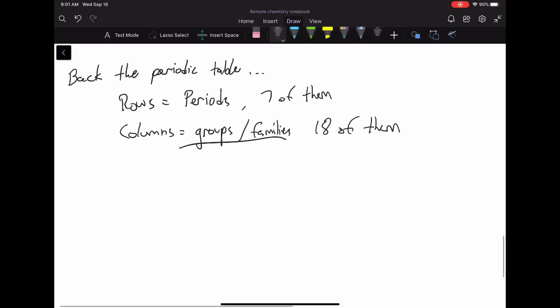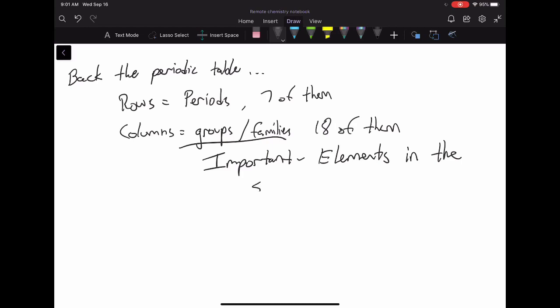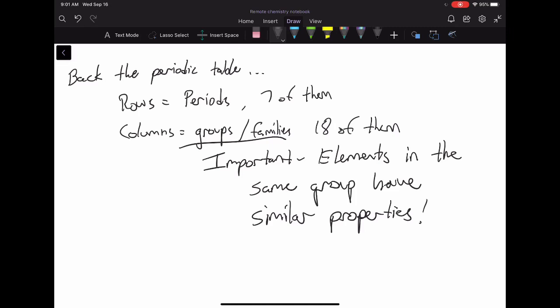Now these are very important to know. So if two elements are in the same group, let's say elements in the same group have similar properties. So that is very important to remember.